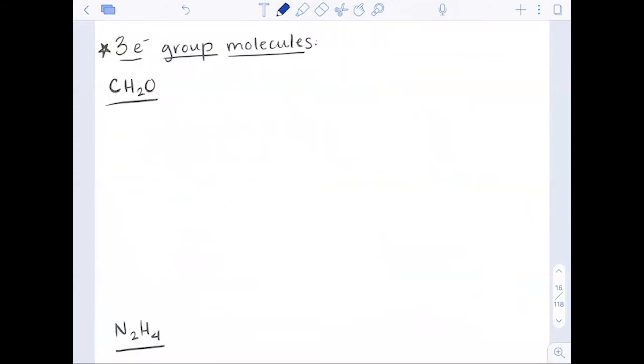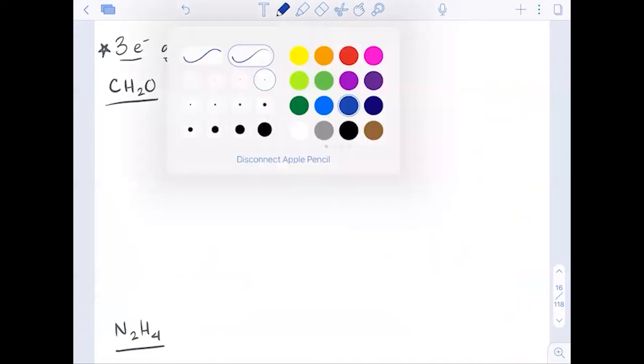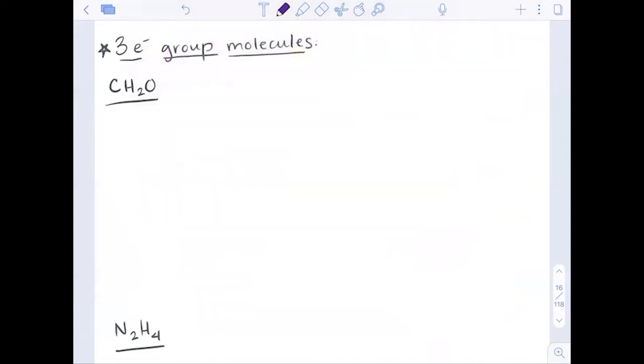Now, what about the 3-electron group? I have 2 examples here that I want to go through to emphasize, well, is 4-electron groups the only thing that hybridizes? No, everything technically hybridizes. Let's look at these 3-electron group structures. Carbon's in the middle because he makes the most number of bonds. We've done this guy before, but let's just do him again.